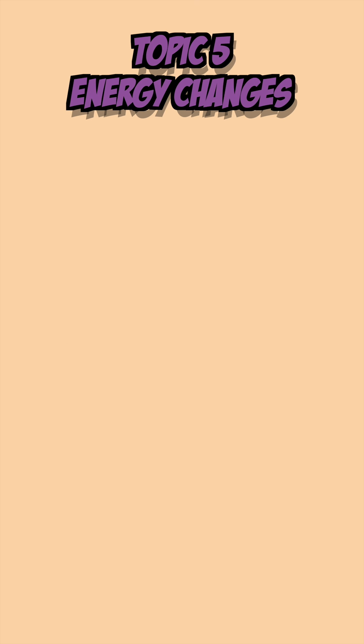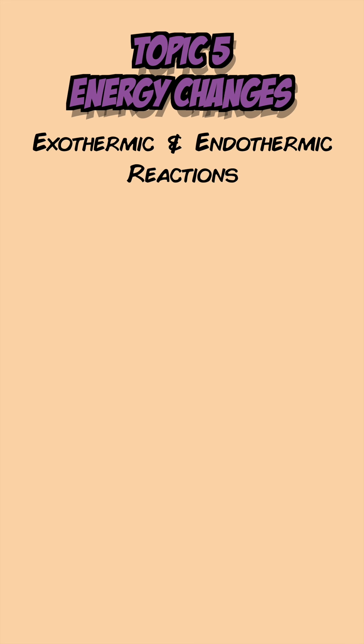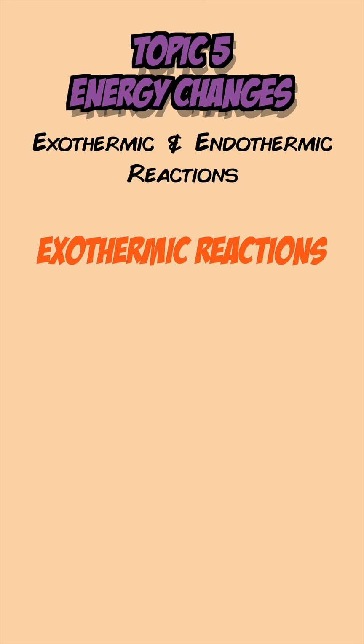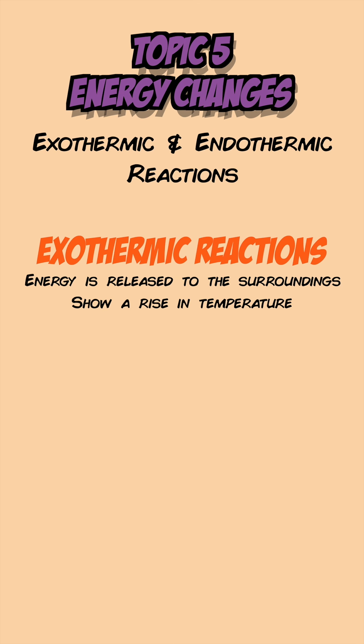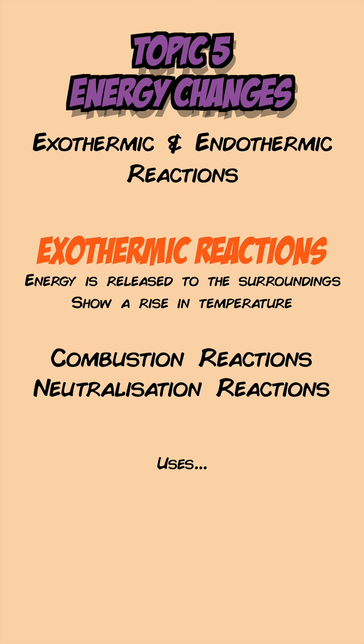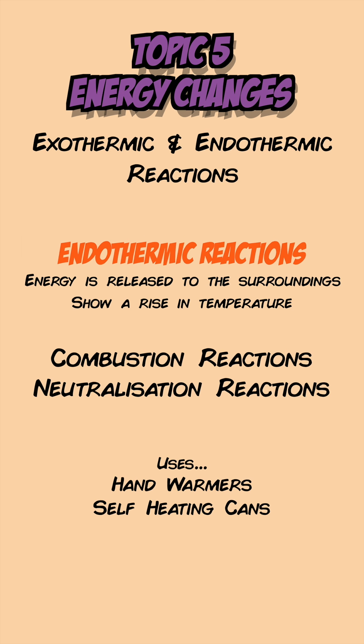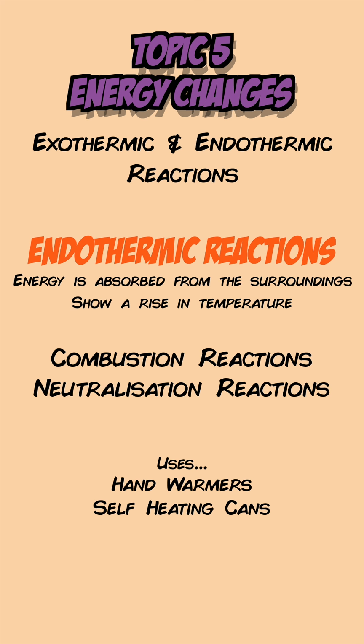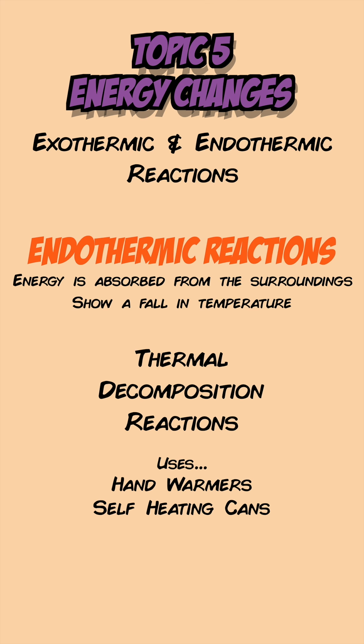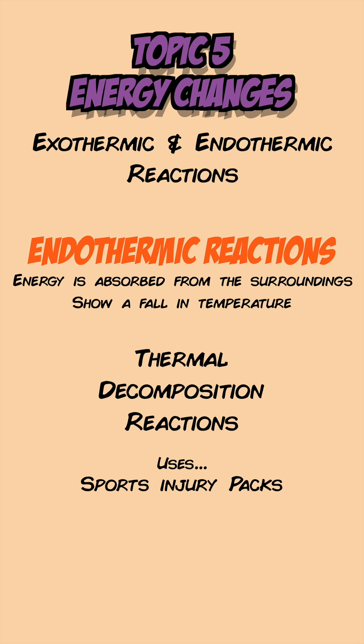Next up, we have energy changes in reactions, where all reactions can either be exothermic or endothermic. An exothermic reaction is a reaction where energy is released to the surroundings, and these show a rise in temperature. Examples of these are combustion and neutralization reactions, and practical uses of these include hand warmers and self-heating cans. Endothermic reactions, on the other hand, absorb energy from the surroundings and show a fall in temperature. An example of this are thermal decomposition reactions, and a use includes sports injury packs.